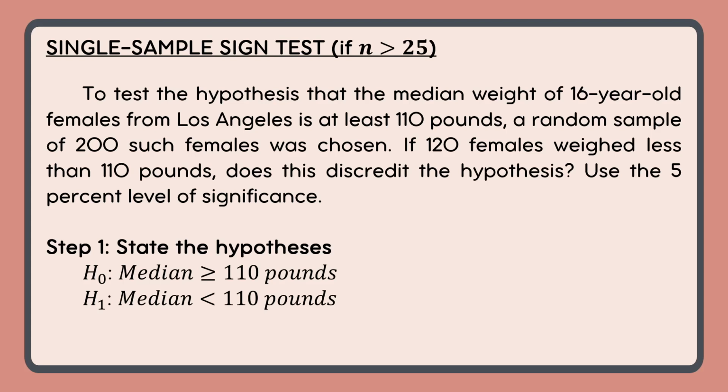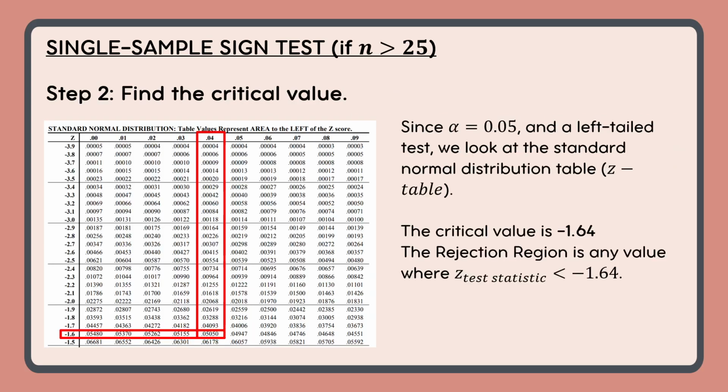So the same with the first problem, we will state the hypothesis. For the null hypothesis, we have the median is greater than or equal to 110 pounds. The alternative hypothesis is the negation of the null hypothesis. So we will state that the median weight of the 16-year-old females from Los Angeles is less than 110 pounds.